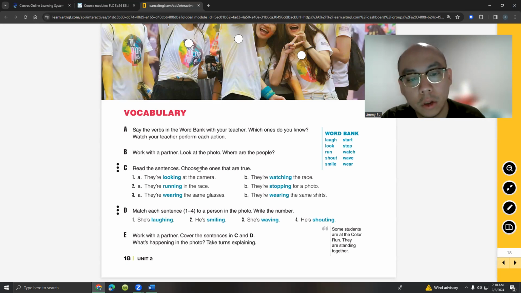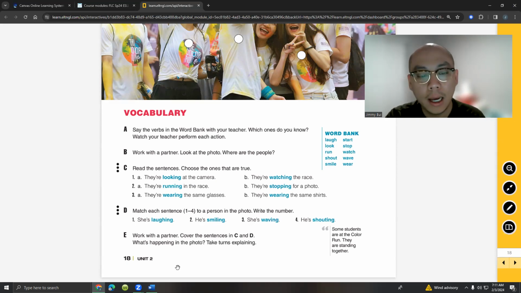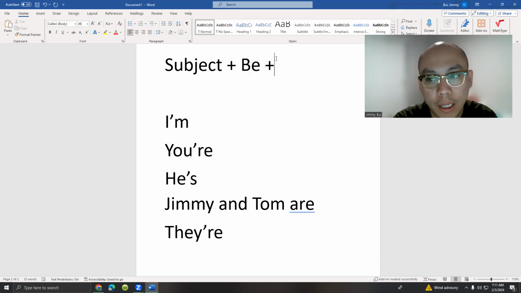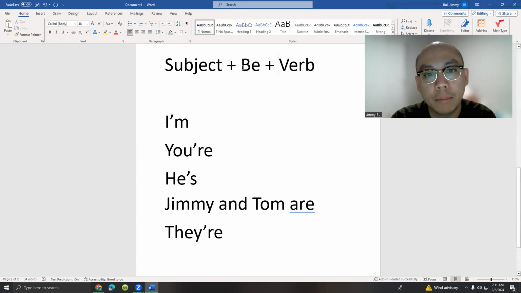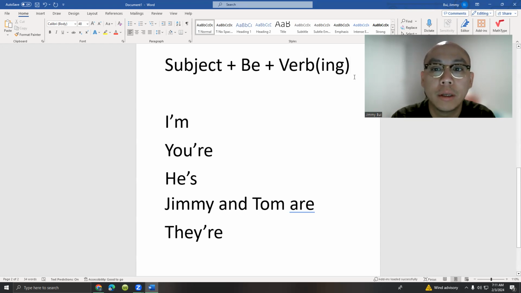the verb looking, running, wearing, laughing, right? And of course, this works with, I would say, all verbs. Any action word, we add ing. Now, what the meaning is when we add ing to the verb, okay? So I'm, subject, I am. So then now the rest of our formula: subject plus be plus verb, and then we add ing to it.